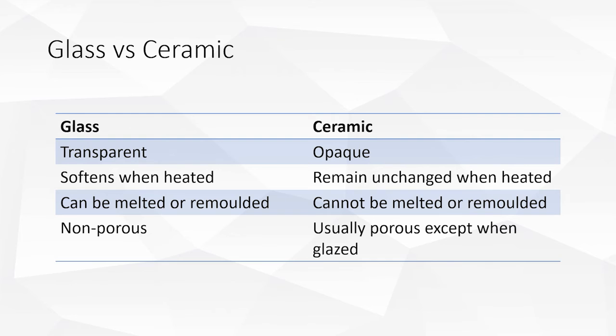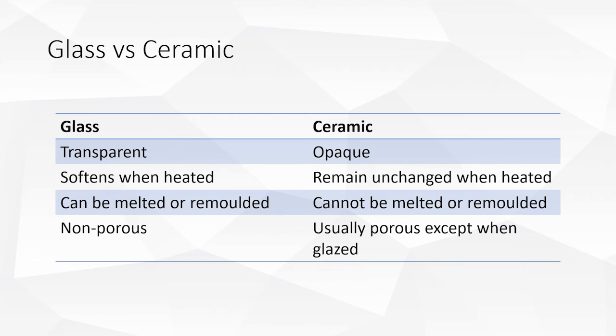Now, I hope that you all are able to understand what ceramics and glass are. Let us do some comparison between ceramics and glass. As we can see, glass is transparent, whereas ceramics is opaque. This is because only very little light can travel through the ceramics without being absorbed, thus making it opaque.